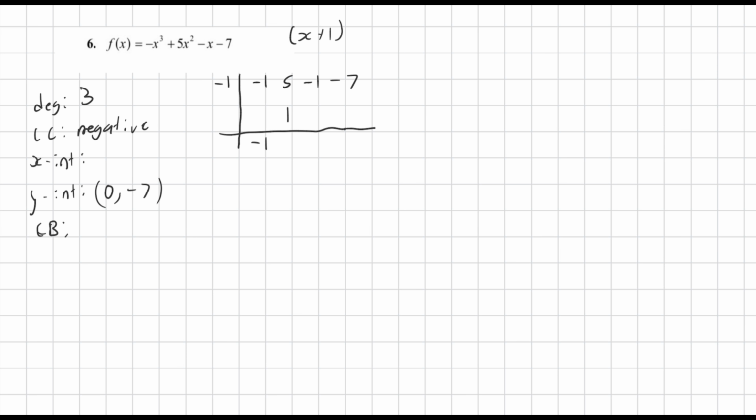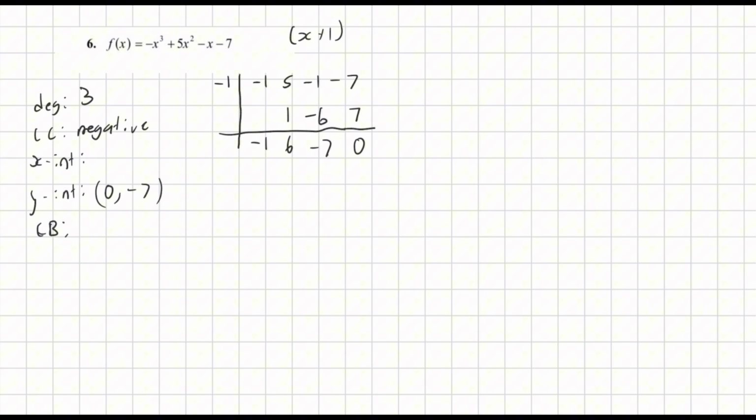-1 times -1 is 1. 1 plus 5 is 6. -1 times 6 is -6. -6 plus -1 is -7. -7 times -1 is 7. 7 plus -7 is 0. So it did end up being 0, which means that it is factorable. Or it is a factor, I guess, of -7.